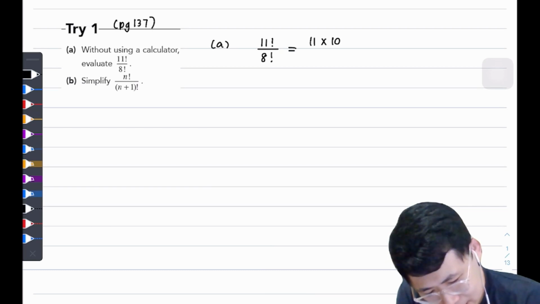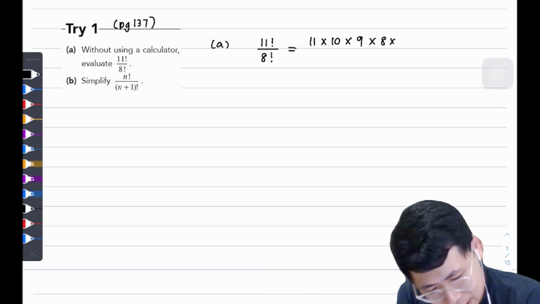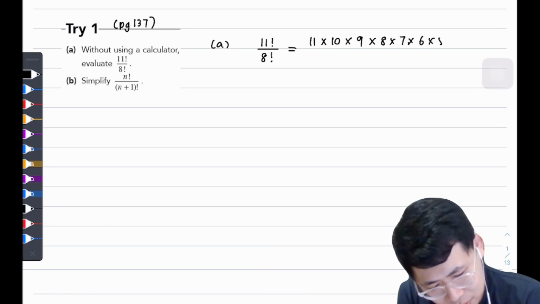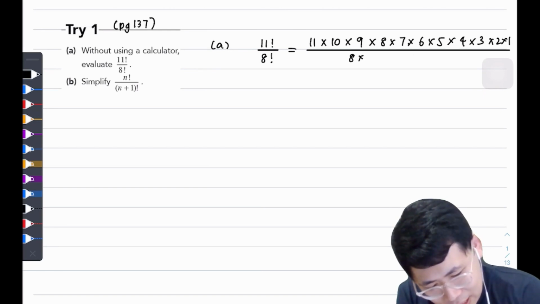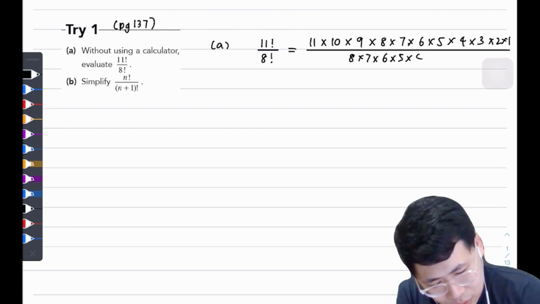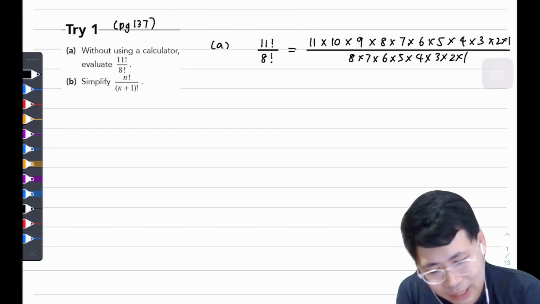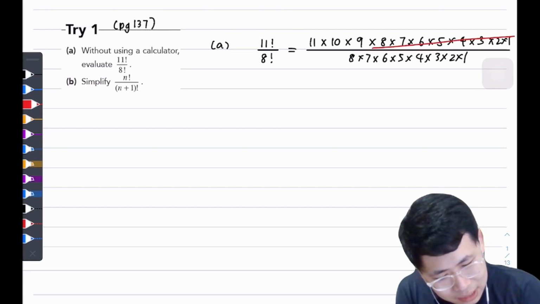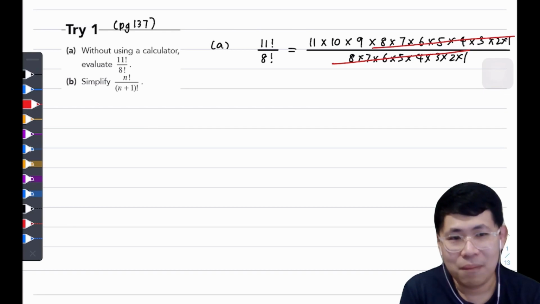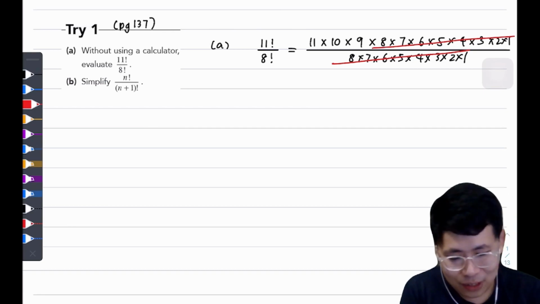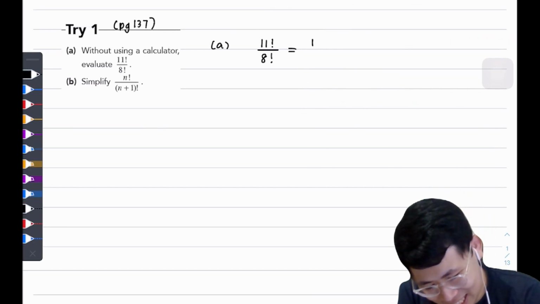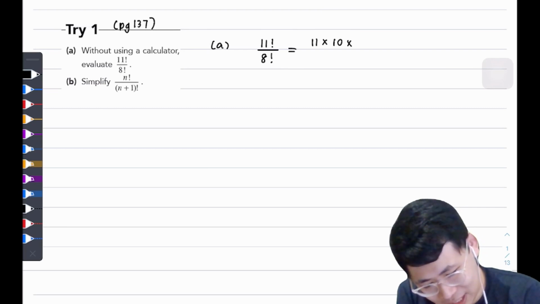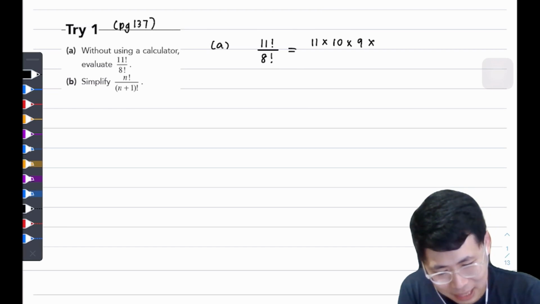I can expand this as 11 times 10 times 9 times 8 times 7 times 6 times 5 times 4 times 3 times 2 times 1, and then divide by 8 times 7 times 6 times 5 times 4 times 3 times 2 times 1. Then I can cancel all of this out, so it's just 11 times 10 times 9. Now, the other lazier way to do this is to recognize that 11 factorial is just 11 times 10 times 9, and then times 8 all the way down.